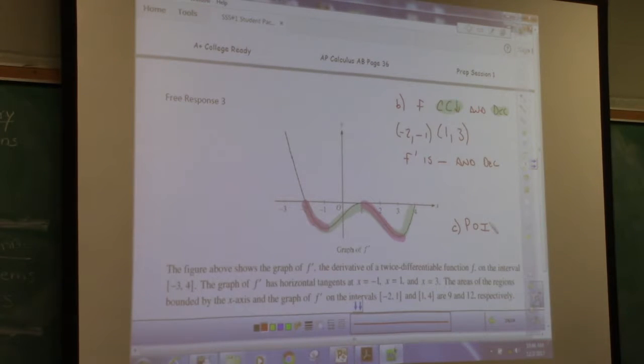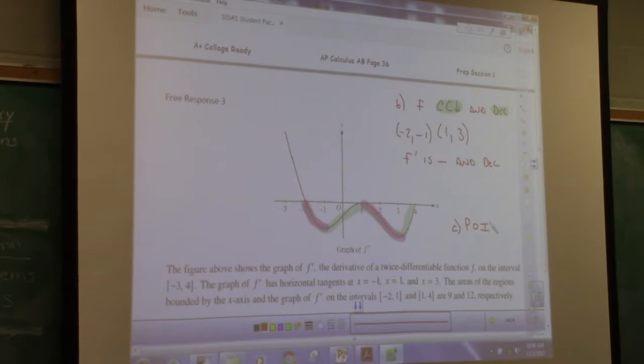So that's when, what else? How's another way I can say that? When f prime has an absolute or relative extrema. Very good. That's the way I like to remember it. Or I think you were about to say, when f prime does what? Changes from increasing to decreasing, or vice versa, decreasing to increasing.